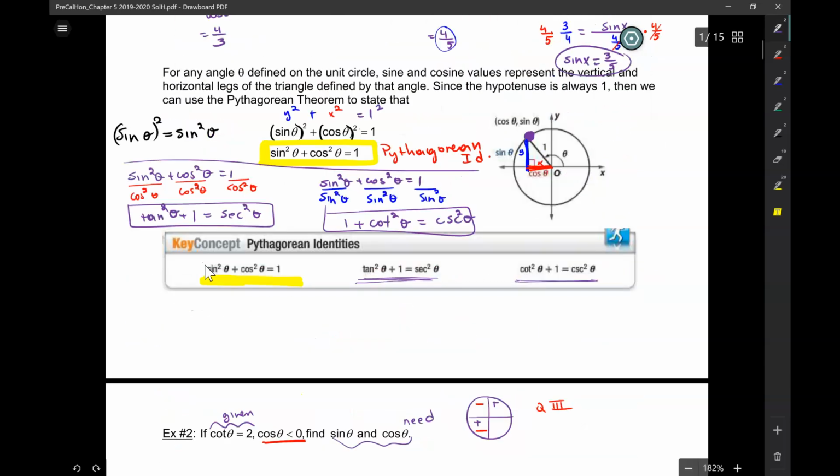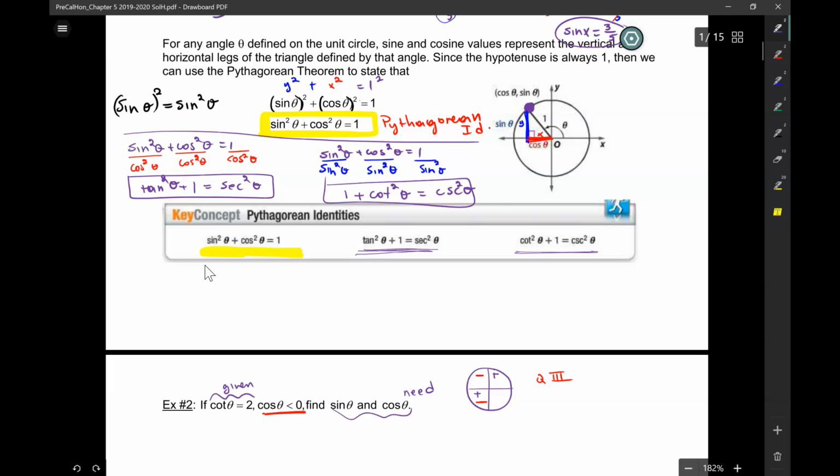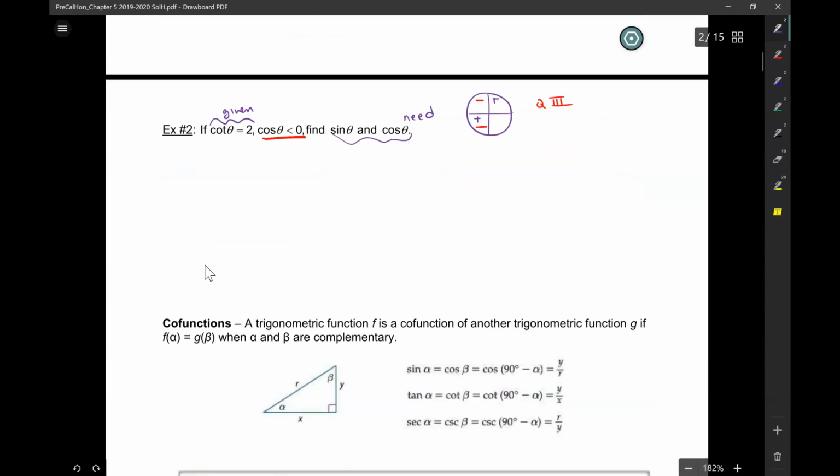Another one I could use is this one here at the bottom. Because this one has cotangent and cosecant, which is like sine, there is one known and only one unknown in that equation. So that's a better one to use. Because we just know what the cotangent is, would it be 2? Yep. Okay, so we're going to use cotangent squared theta plus 1 equals cosecant squared theta.